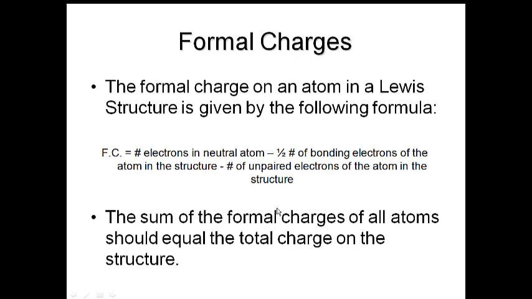And then we should get the formal charges for each atom by using a fairly straightforward formula: you take the number of electrons in the neutral atom, minus 1/2 of the bonding electrons in your structure, minus the total number of unpaired electrons in that structure, and that gives you the formal charge. In the end, the formal charges of all the atoms should equal the total charge on the structure. If it doesn't, you've done something wrong, or you've calculated your formal charges wrong.